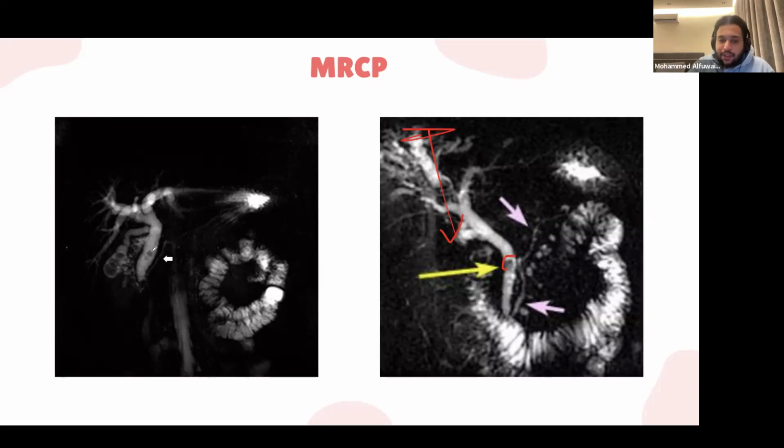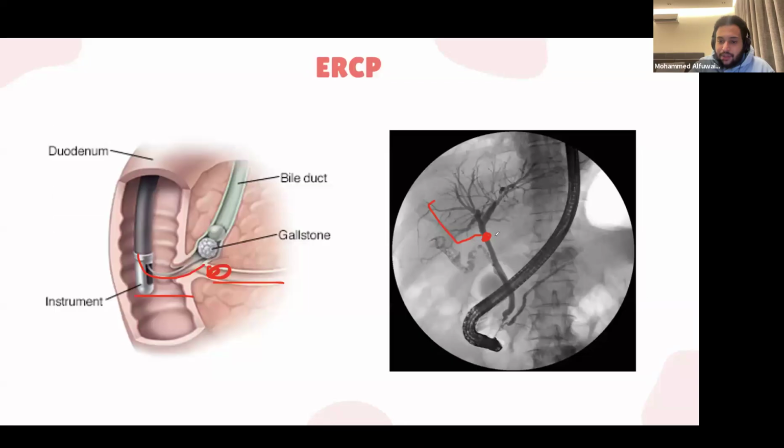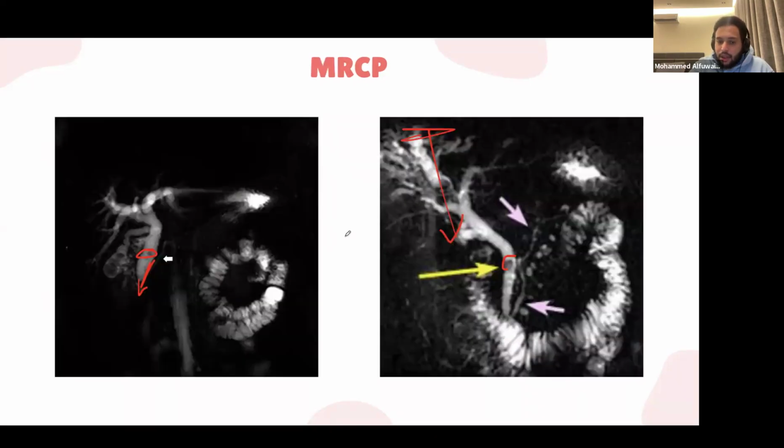So the filling defect that you might see is distal to this. It's below this obstruction. In ERCP, it's the opposite. If the obstruction is over here, you won't see anything going up here because you're injecting the dye from here. These are the differences between ERCP and MRCP. Can you use this for therapeutic interventions? No. There are no therapeutic interventions with MRCP.